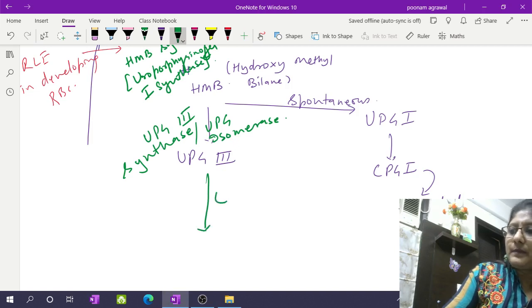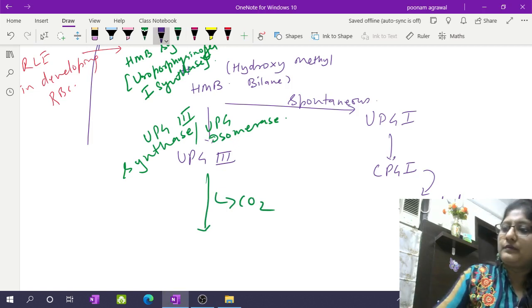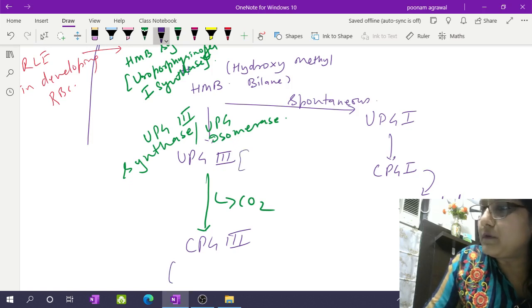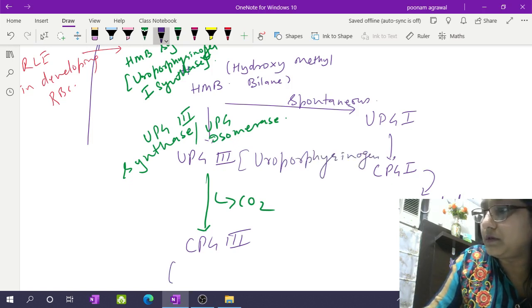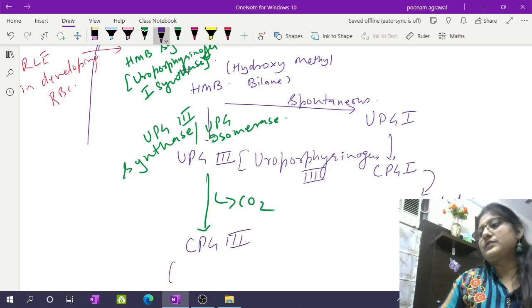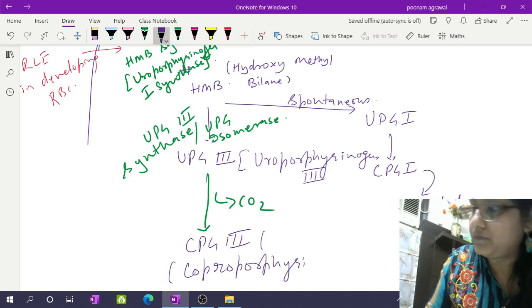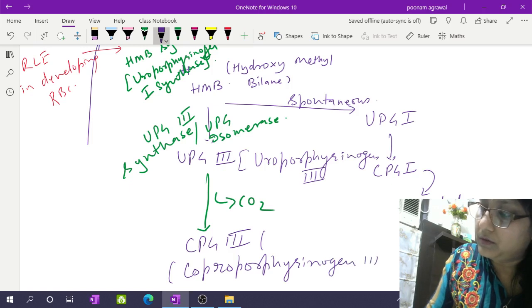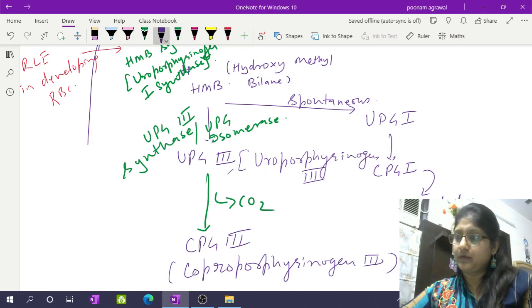Now, next step, what happens? There occurs decarboxylation of UPG3, and we tend to have formation of CPG3. UPG3 full form, if I have not told you, it is uroporphyrinogen 3, and this is UPG1, uroporphyrinogen 1, and this is going to be coproporphyrinogen 3. See, 1 and 3, you must be wondering what is uroporphyrinogen 1, what is uroporphyrinogen 3.